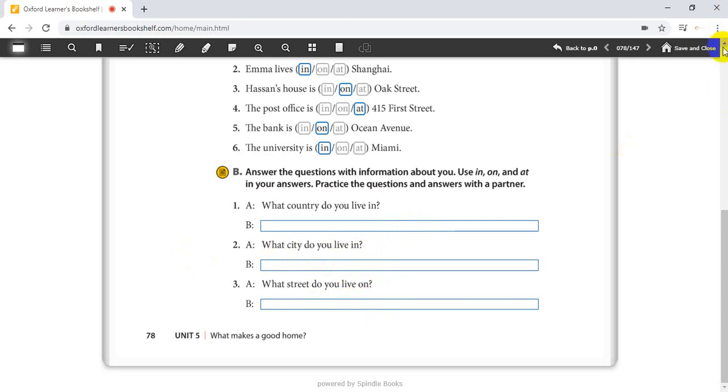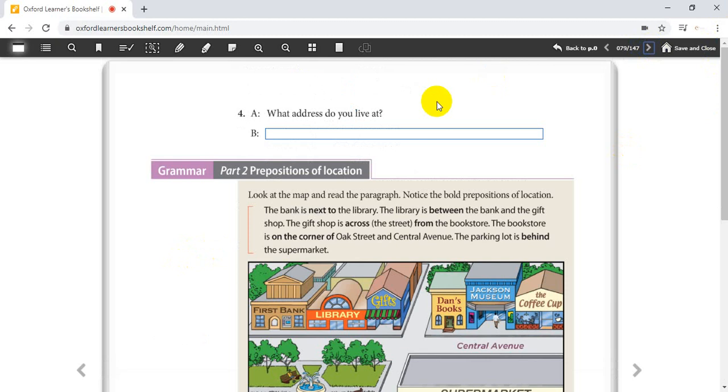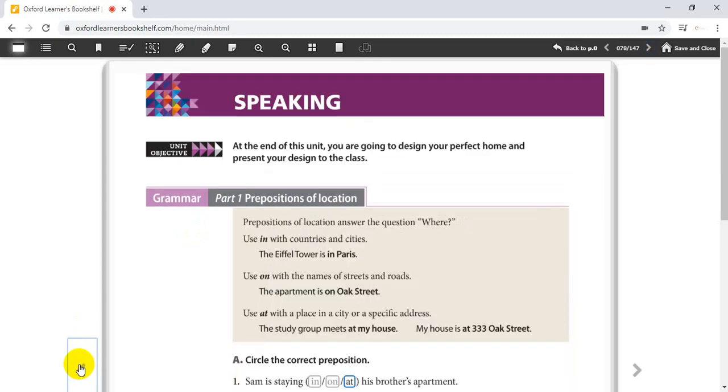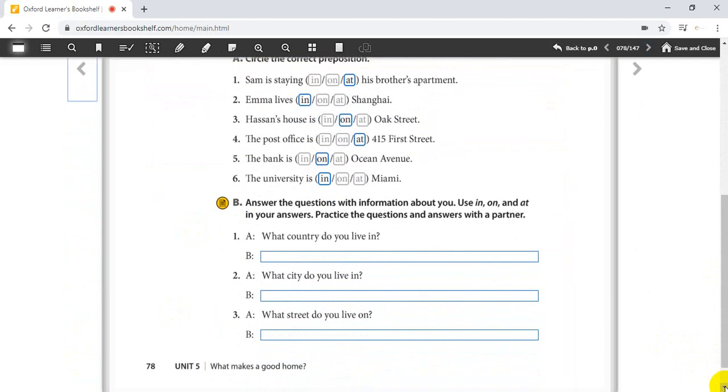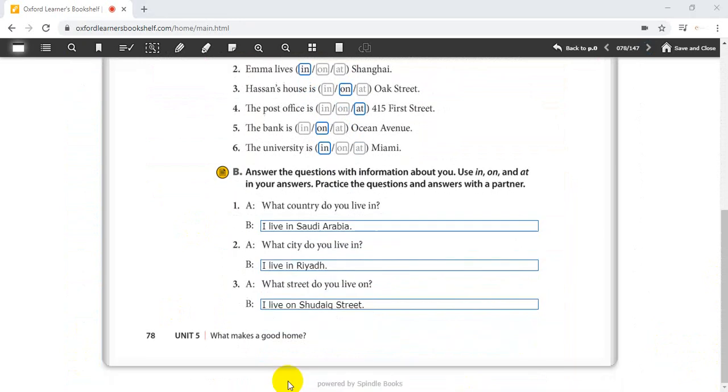And there's one more on page 79. What street do you live at? So don't change the preposition when you're answering. Okay, so please do this in 3 minutes, and then we will have a look at some other prepositions, new prepositions. So 3 minutes, and I will show you the answers. Okay, let's have a look at the answer.